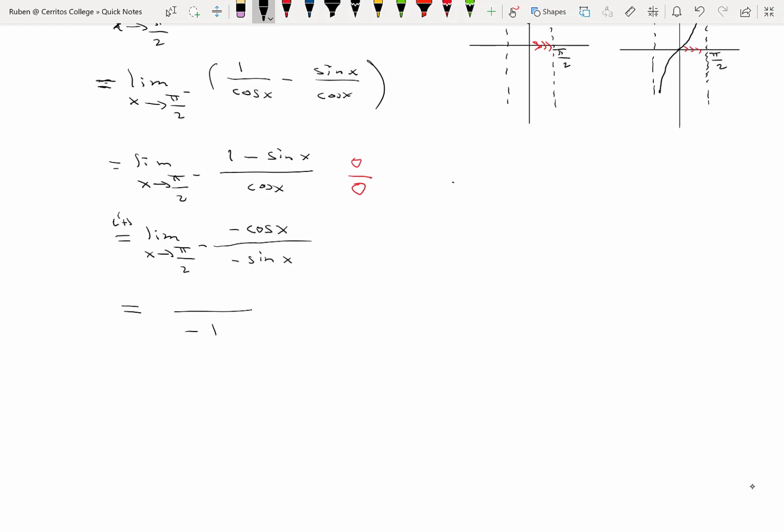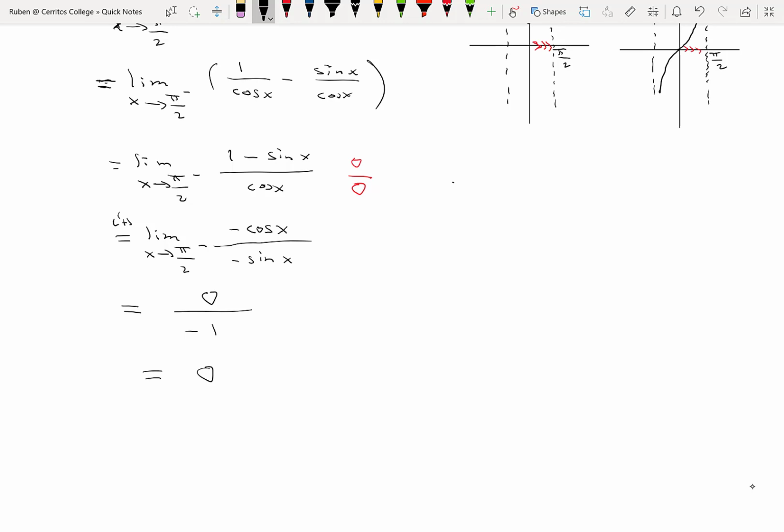And as x approaches pi over 2, the cosine is approaching 0. Look at the graph of the cosine. Okay, so this limit has a value of 0. The value of this limit is 0.